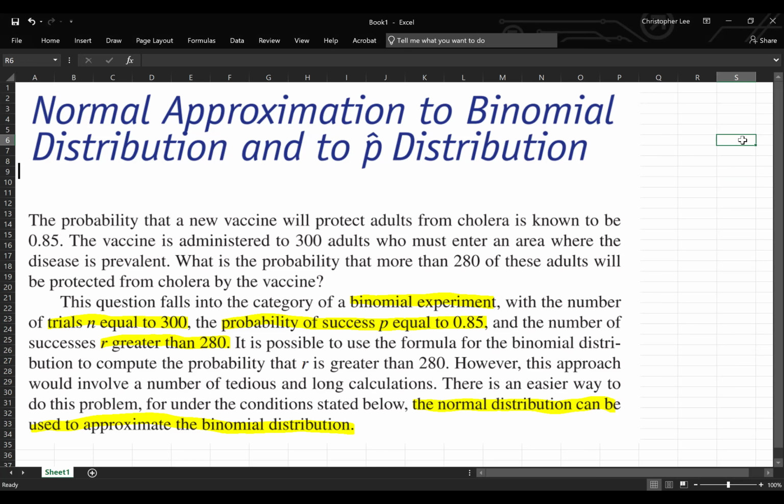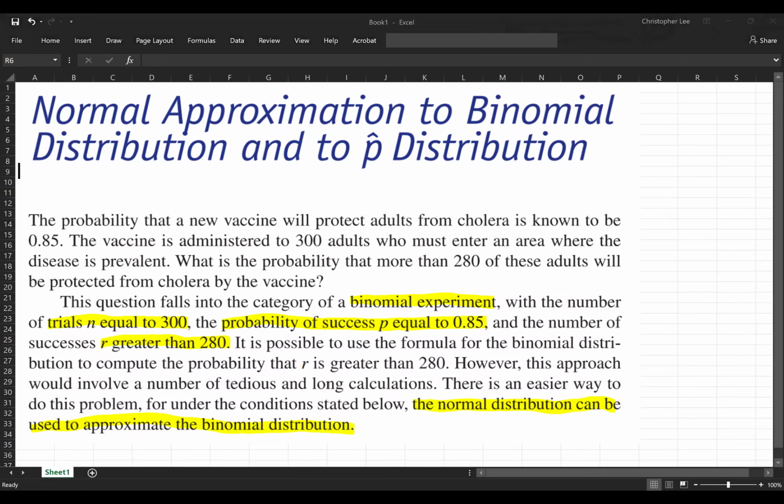There is an easier way to do this problem, right? So under the condition stated below, the normal distribution can be used to approximate a binomial distribution. All right, so let's take a look at how that works. This is real easy, real interesting.